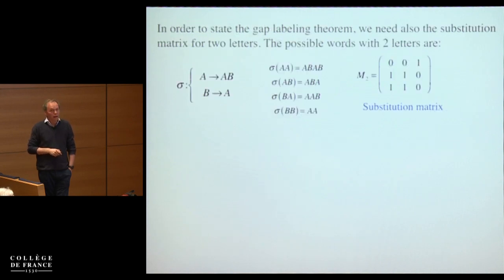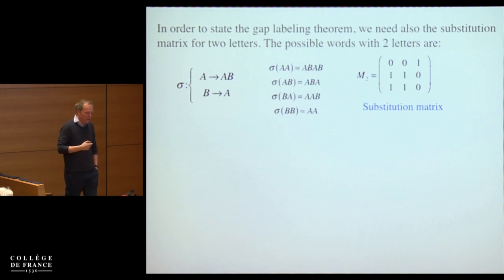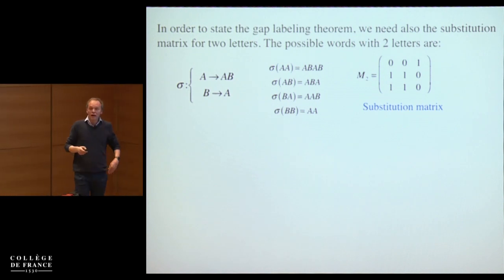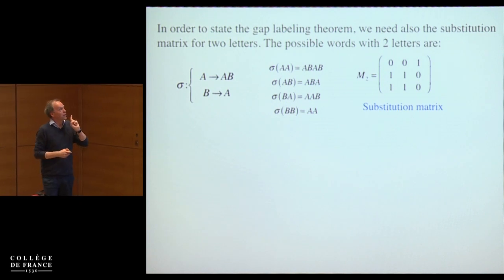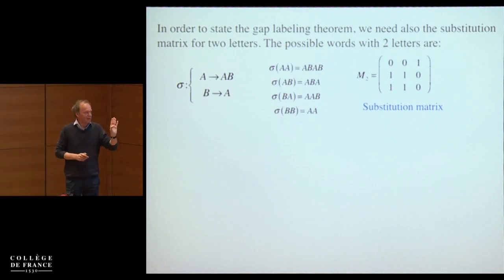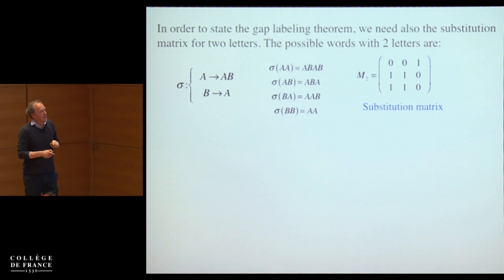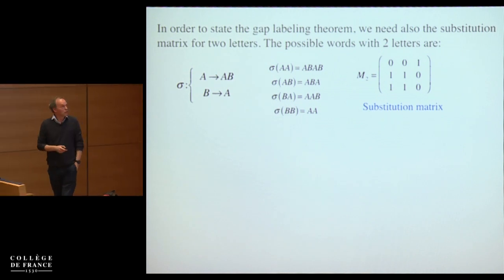Okay? But for the gap labeling theorem, in fact, we need only one more ingredient, which is the substitution matrix for 2 letters, which means those substitutions. Not only 1 letter, but also 2 letters. So this is the matrix. It's 3 by 3 and not 4 by 4 because BB is forbidden. Okay? Don't take it as a political opinion. So this is the substitution matrix.